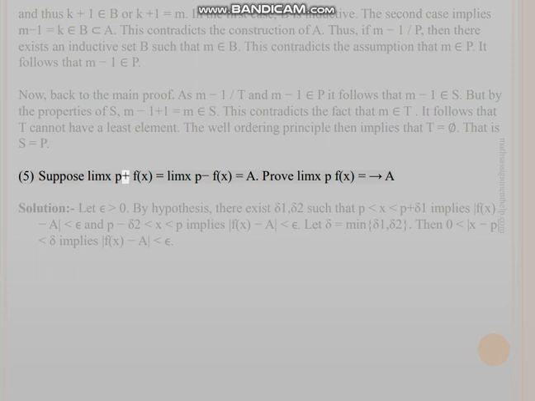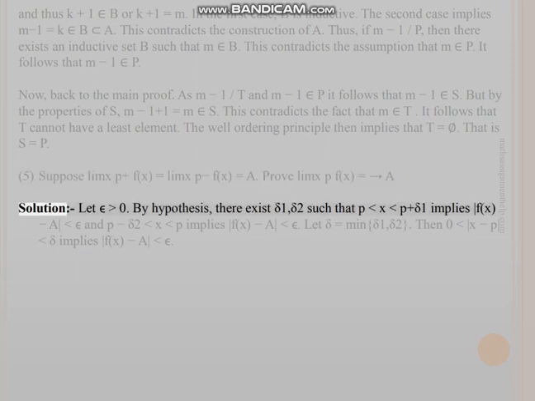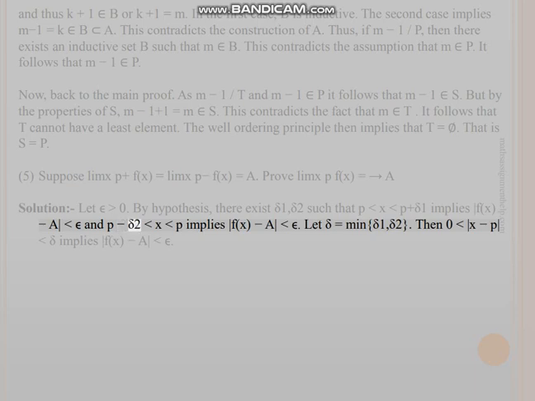5. Suppose the limit as x approaches p from the right of f(x) equals the limit as x approaches p from the left of f(x) equals A. Prove the limit as x approaches p of f(x) equals A. Solution: let epsilon greater than 0. By hypothesis, there exist delta 1, delta 2 such that p less than x less than p plus delta 1 implies |f(x) minus A| less than epsilon, and p minus delta 2 less than x less than p implies |f(x) minus A| less than epsilon. Let delta equals min(delta 1, delta 2). Then 0 less than |x minus p| less than delta implies |f(x) minus A| less than epsilon.